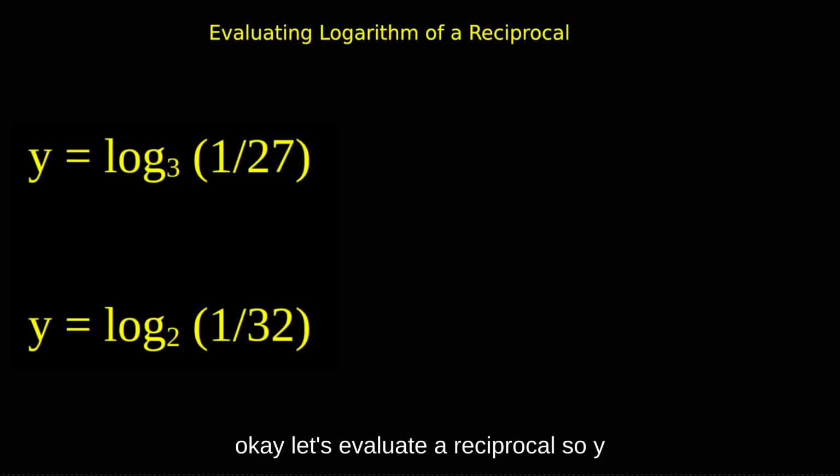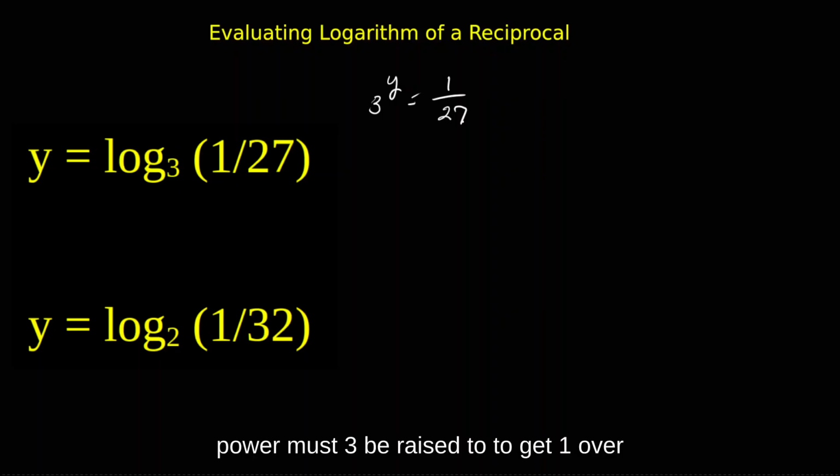Okay, let's evaluate a reciprocal. So y equals log base 3 of 1/27. So let's rewrite this. We can say that 3 raised to the y is equal to 1 over 27. Ask yourself, what power must 3 be raised to get 1 over 27?